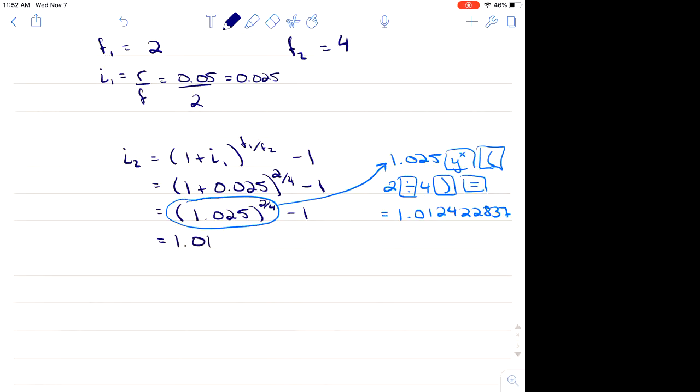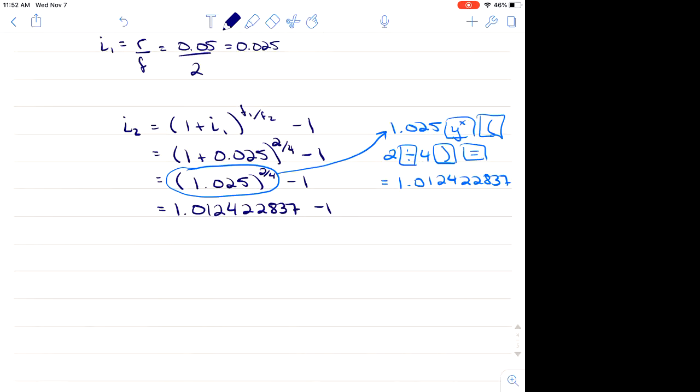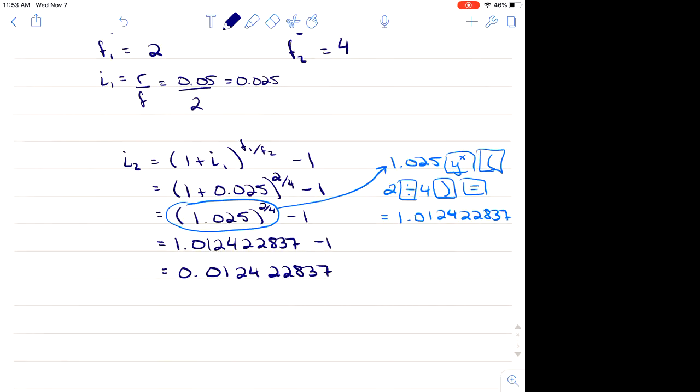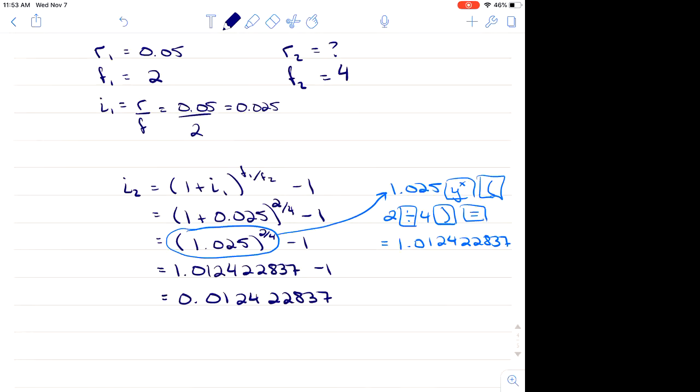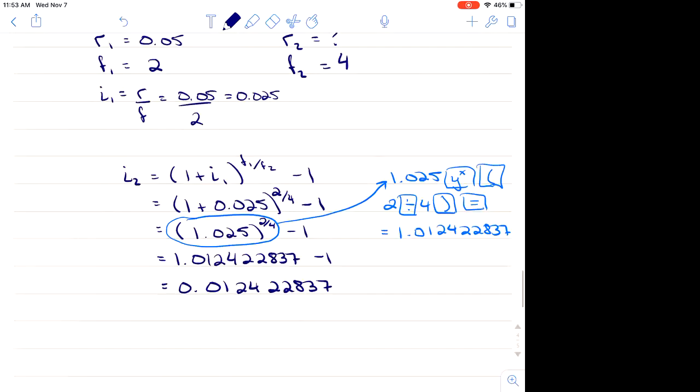So 1.012422837 minus 1. I would probably end up storing that if I was doing a problem, right? But this becomes 0.012422837. This is the periodic interest rate if we're compounding quarterly, right?